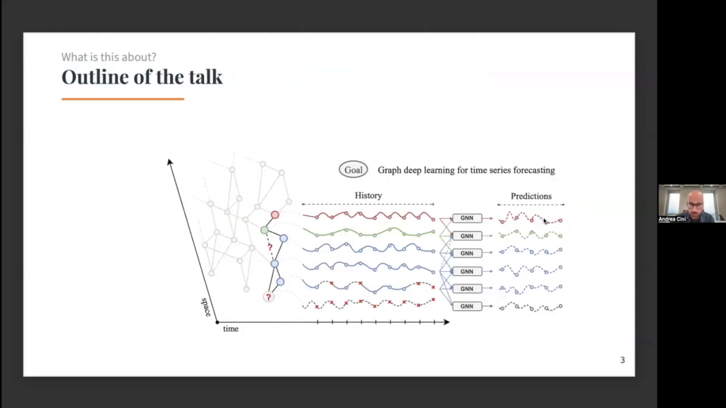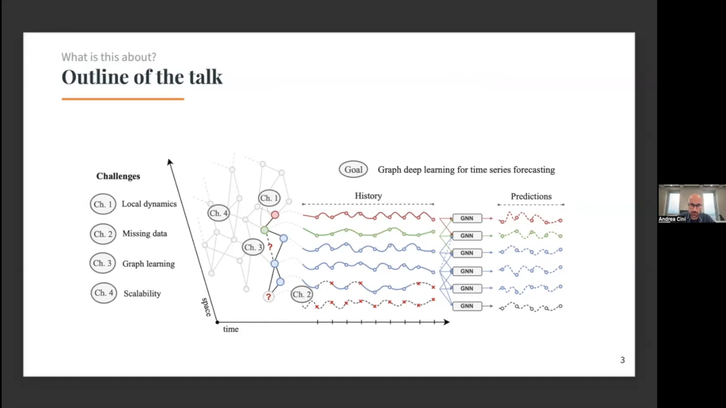So in this talk, I will be talking about the framework for time series forecasting based on graph representations that we developed together with colleagues here in Lugano. In particular, I will talk about how to address the main challenges in applying this framework. The first one is that of dealing with the many different local dynamics that might be present in a collection of time series. The problem of dealing with missing observations, missing data, so irregularly sampled time series. The problem of learning a dependency structure from the data when we don't have one to start with. And finally, I will also talk about some methods to address the computational scalability of the method.